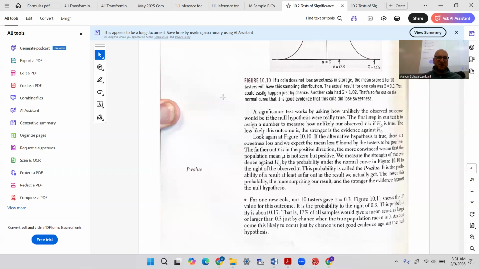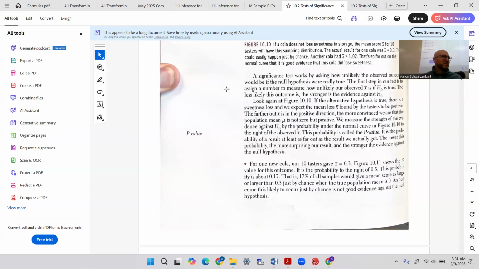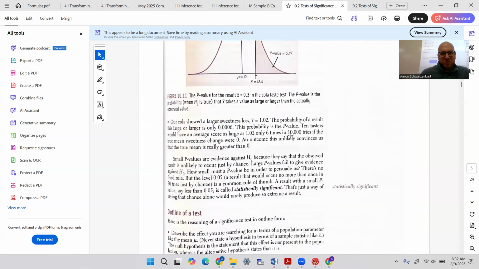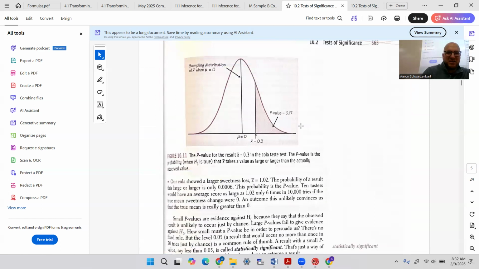Step two is normality. And with a sample size of only 10, we definitely need to do something to check for normality. Okay. They don't do it here. And they don't actually show you how to calculate this. But you get, for the 1.02, an X bar of 0.03, giving you a p-value of 0.17.